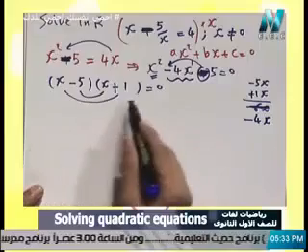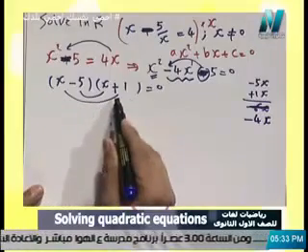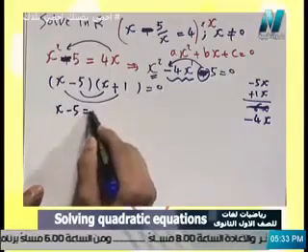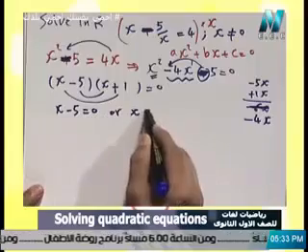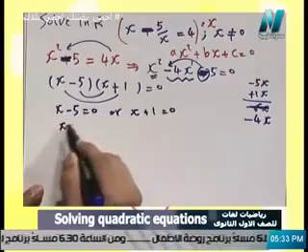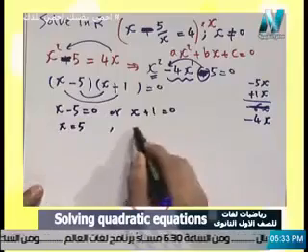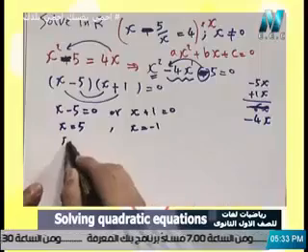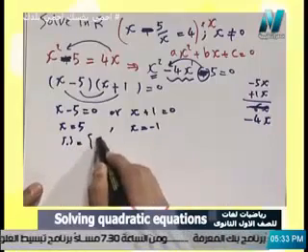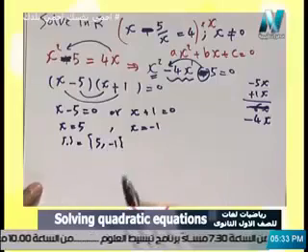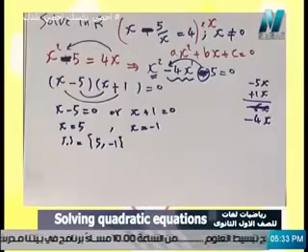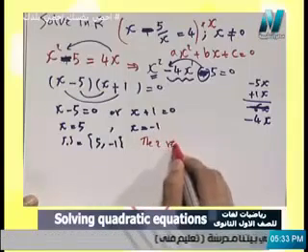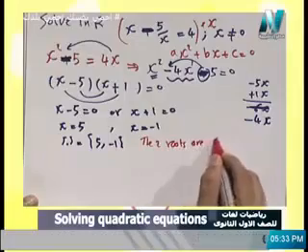Okay, we have here two numbers multiplied by each other and their product equals 0. That means that x minus 5 equals 0, or x plus 1 equals 0. So x equals 5 and x equals negative 1. So the solution set here is 5 and negative 1. The two roots of this equation here are 5 and negative 1.